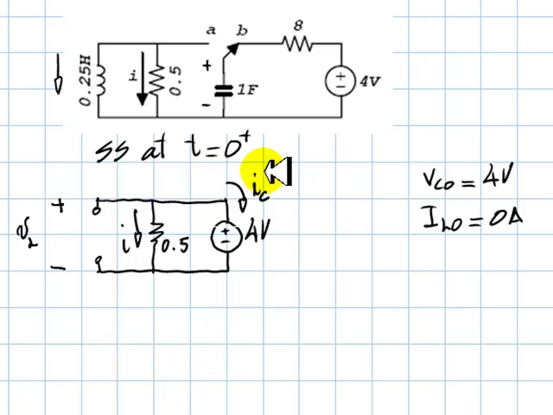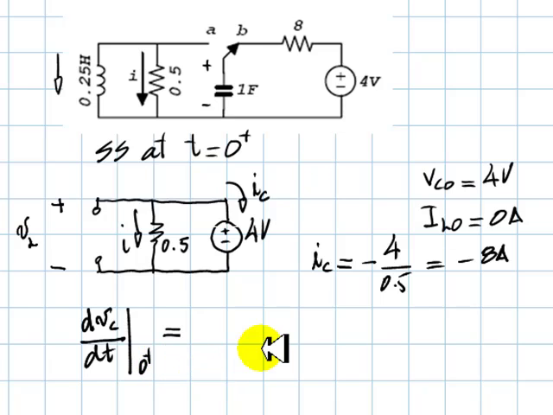Now we take a snapshot of the circuit at t equals 0 plus, that is, right after we move the switch. The capacitor is represented with a V source with this value, and the inductor with a current source with this value, but a current source with 0 amps is equivalent to an open circuit. The initial value of the current in the capacitor is negative 4 divided by 0.5, negative 8 amps. This implies that the derivative of the voltage in the capacitor at 0 plus is equal to that value divided by the capacitance of 1 farad.